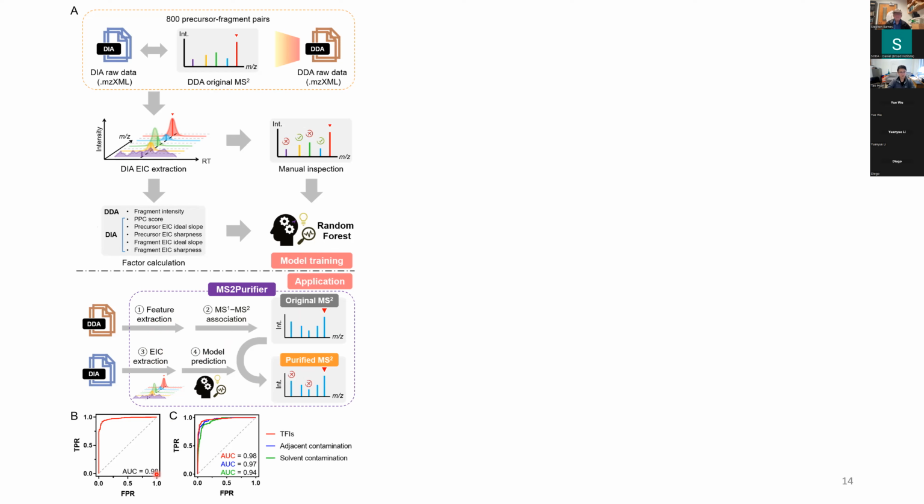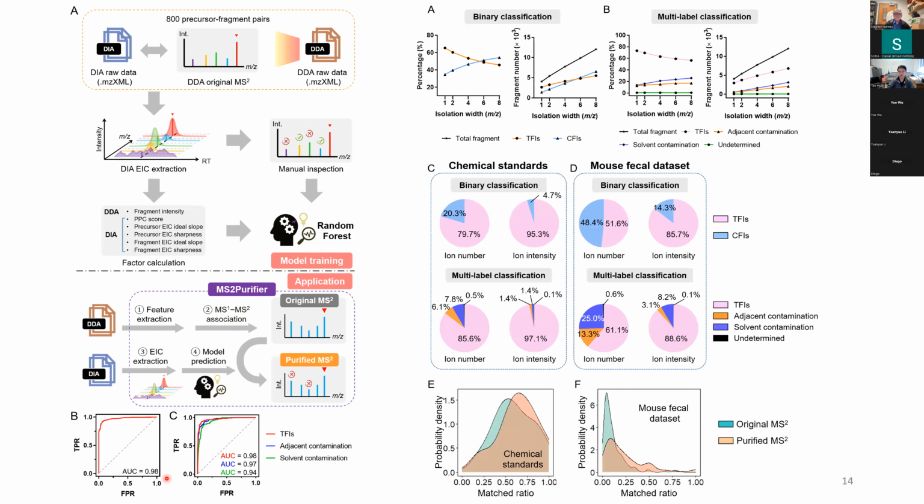And we tested our model. We see a really good performance. And as a demonstration, we change the parameter of the isolation window width in the MSMS event from 1 Dalton to 8 Dalton. We can see how the percentage of the true fragment ions dropped and the contaminant fragment ions increased. And we also tested both chemical standard and the mouse fecal data set.